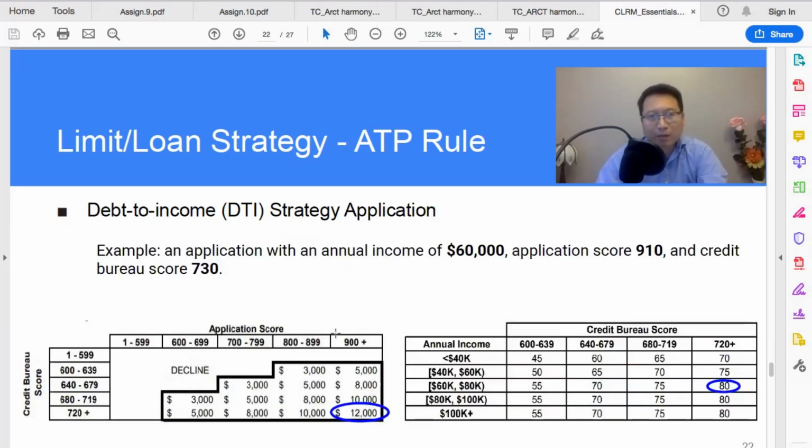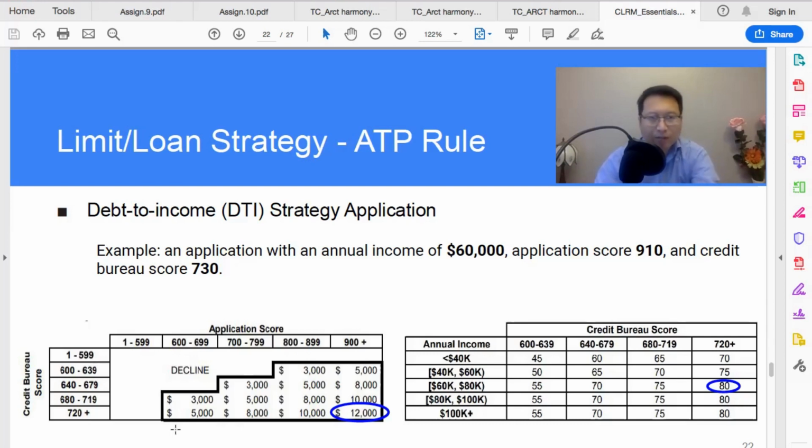Then let's look at an example to see how this DTI strategy is applied in action. We have an application with annual income of $60,000. Application score is pretty good, 910. Credit bureau score very solid, 730. So how we assess this application is that remember we have a dual score matrix in the decision strategy. It's the same strategy as we saw a couple of slides ago.